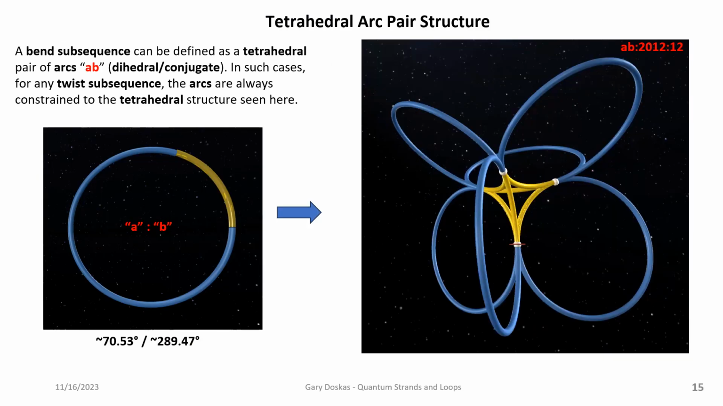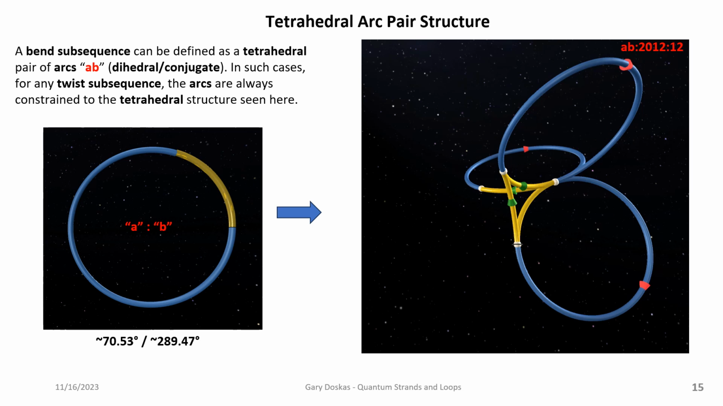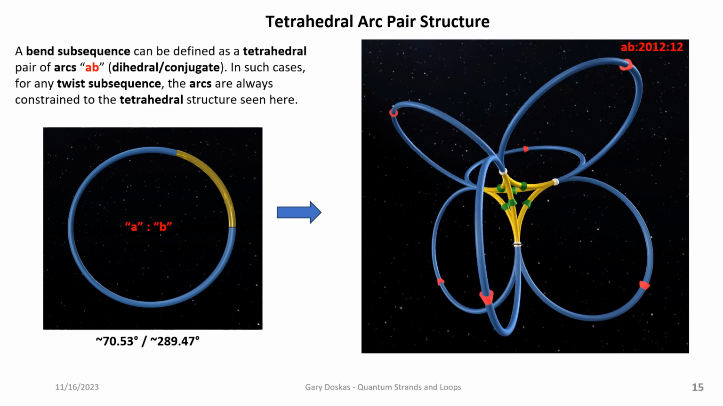Tetrahedral arc pair structure. A bend subsequence can be defined as a tetrahedral pair of arcs, in this case AB, which is the dihedral angle and the conjugate angle of the tetrahedron. In such cases, for any twist subsequence, the arcs are always constrained to the tetrahedral structure seen here.